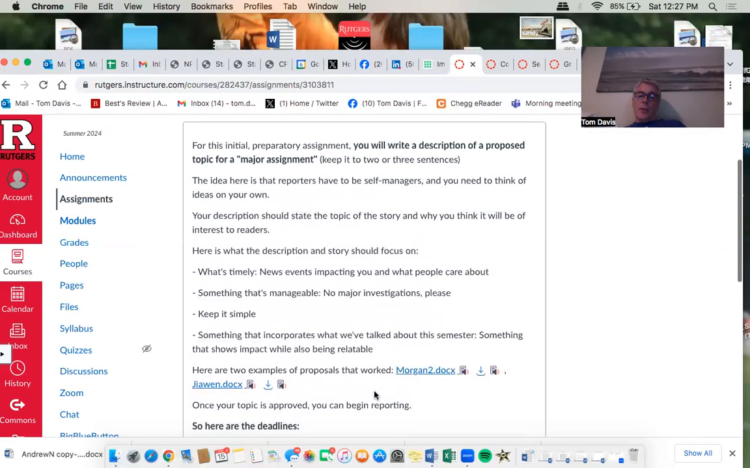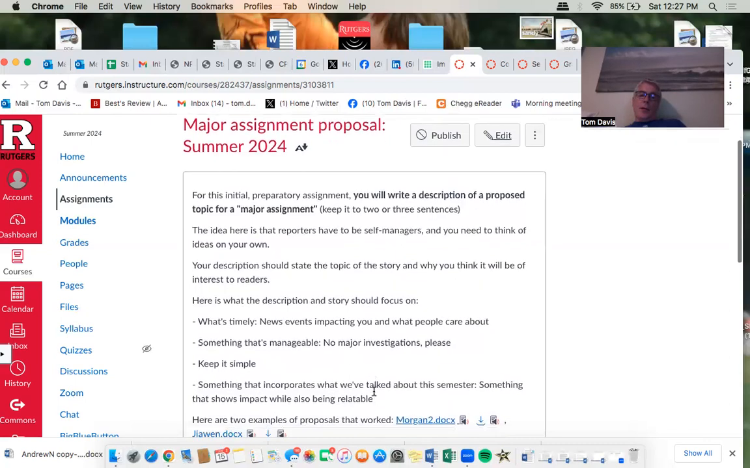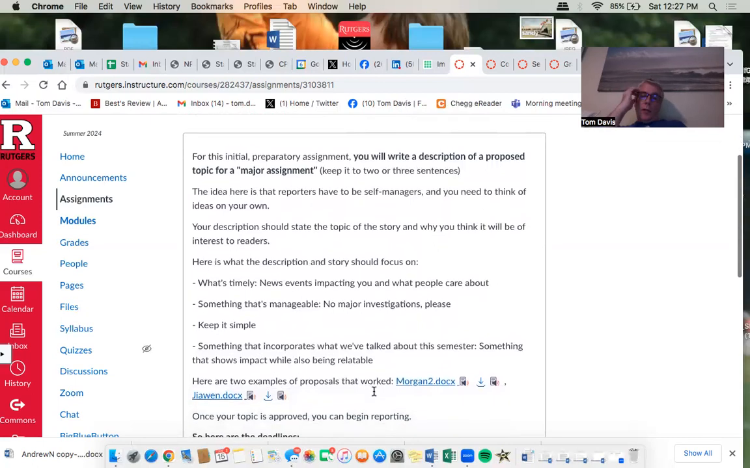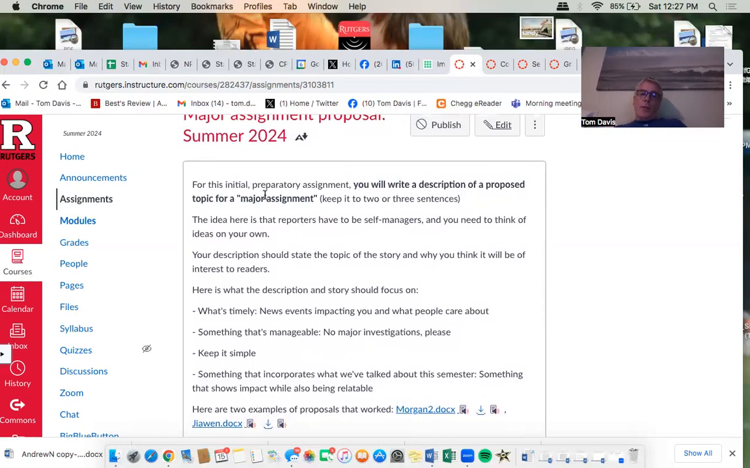And what I do is I give you some time here to actually think of the idea and produce the idea, okay? More than a week, basically. I give you a week to actually come up with the idea, okay? So for this initial preparatory assignment, you'll write a description of a proposed topic for a major assignment. Now, it's really a bit of a misnomer saying major assignment. I say major because I'm required to provide a major assignment, which is what they call it, but it's supposed to be something more extensive than what you've been doing before, okay?